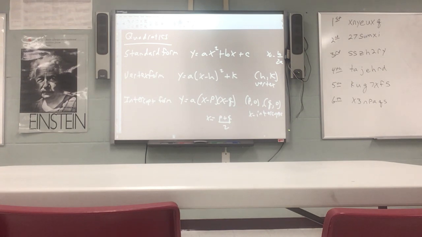What's that squiggly thing on the intercept form? X minus P. Are they minus signs? Oh, are they parentheses? Yeah, X minus P's in the parentheses and X minus Q's in the parentheses. Okay, it looked like a little squiggly thing. Yeah, we'll see where it is.